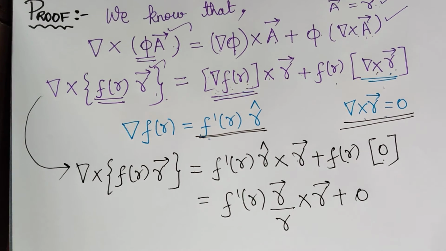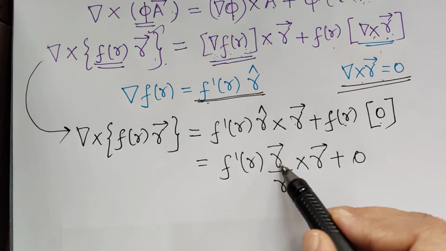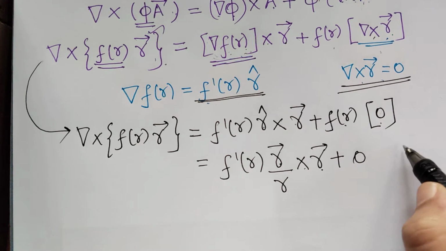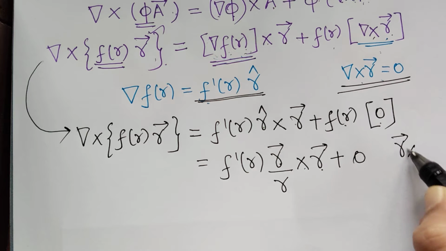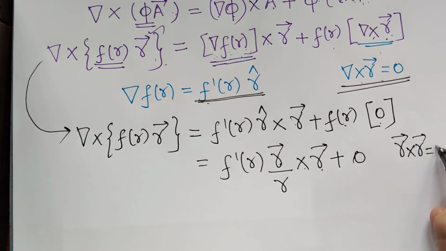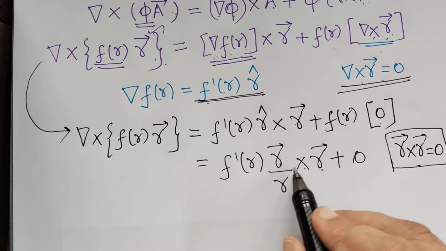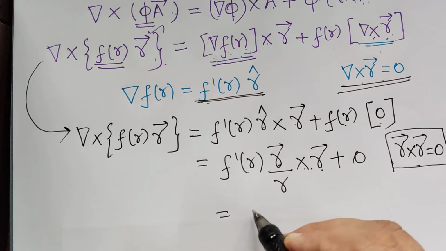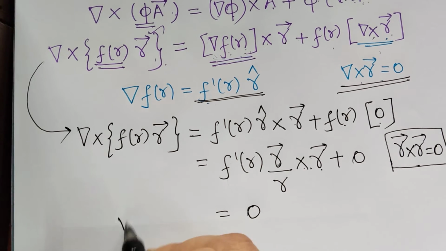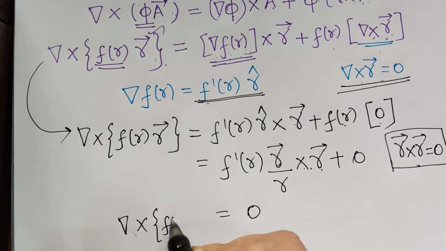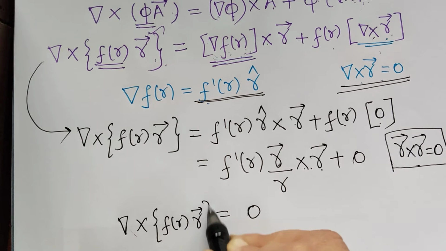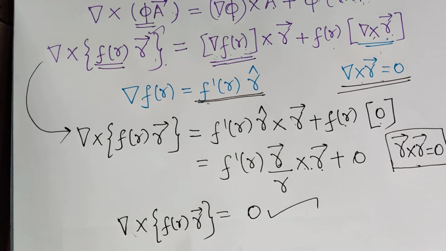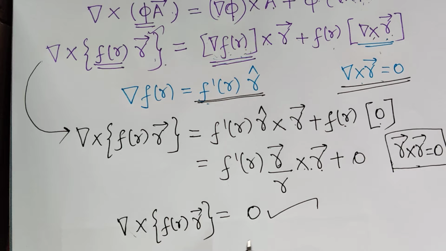That will be 0. We know that r vector cross r vector is equal to 0 vector. So we are going to make use of that concept over here. Therefore, if this is 0, this completely becomes 0, and hence nabla cross f of r multiplied with r vector is equal to 0. So hence we have proved the required result.